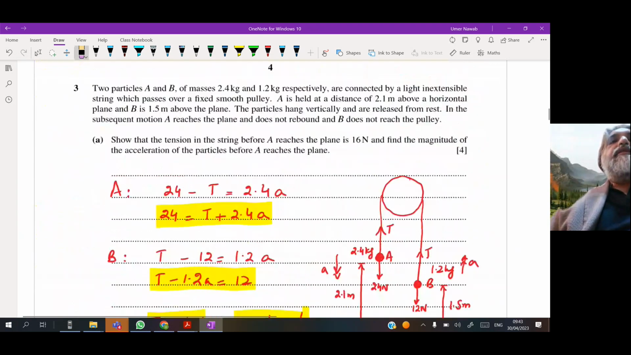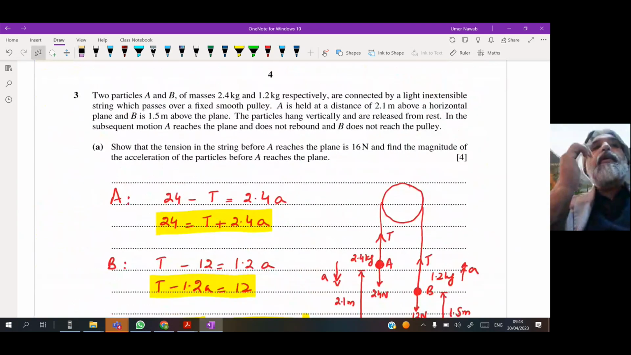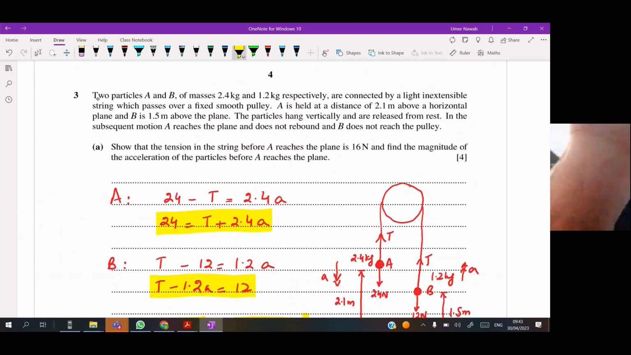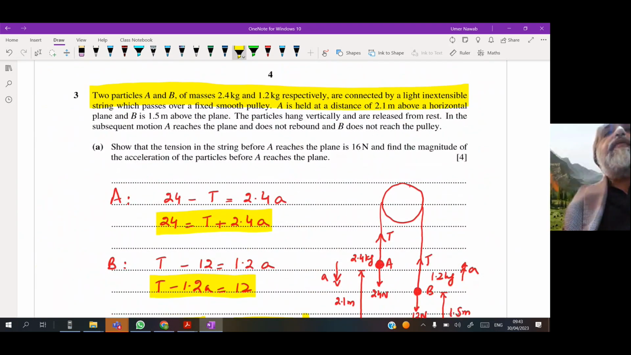Anyways, guys, this question is done. The next question is a pulley problem. I'm going to move a little fast so that we can finish it as early as possible, and you can make more revisions.